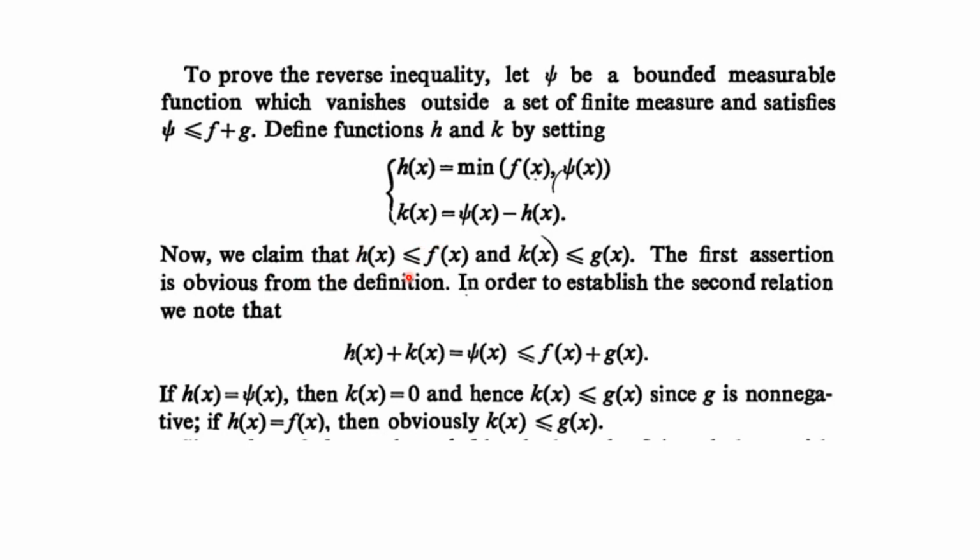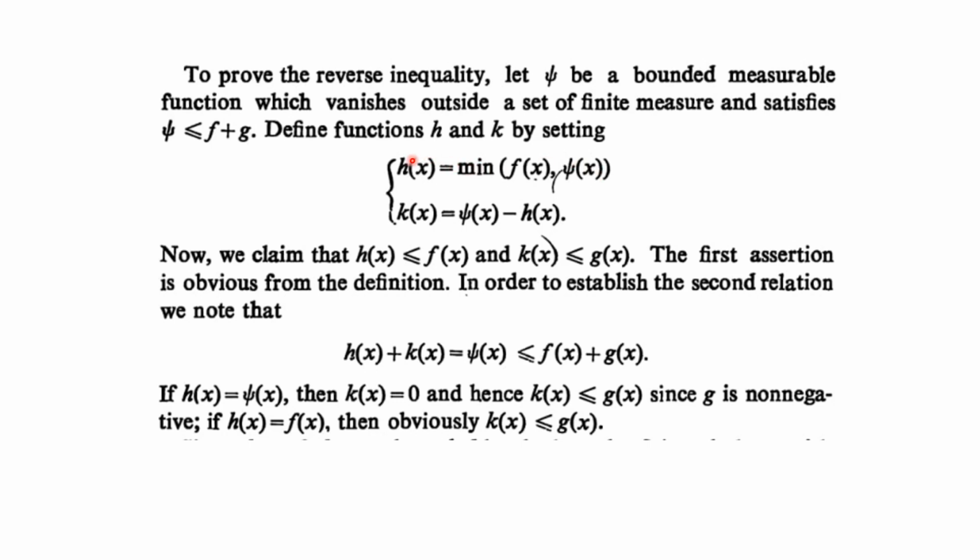Now this is just by the definition, since it is the minimum of these two functions, so clearly h(x) should be less than or equal to f(x). Now you find the sum of these two, you get h(x) plus k(x) is nothing but psi(x), but psi(x) is less than or equal to f plus g, and we know that h(x) is less than or equal to f(x). So what are the possibilities? Either h(x) attains the value f(x) or h(x) attains the value psi(x).